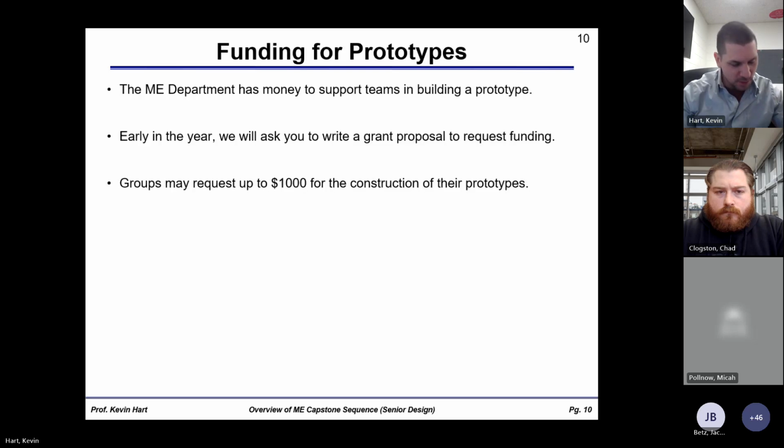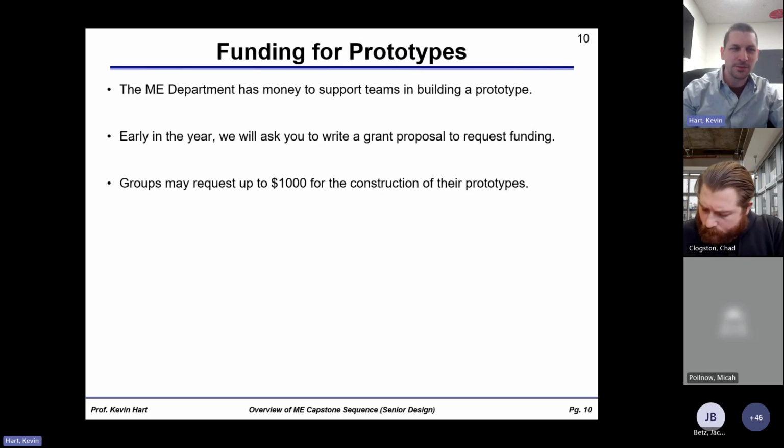Prototypes. We have money in the mechanical engineering department for prototypes. It's really nice. We usually have about $20,000 every single year to dish out to groups for prototypes. That means about $1,000 every group, because not every group does a prototype, okay? We have a system for allotting that money. It is a grant proposal system.